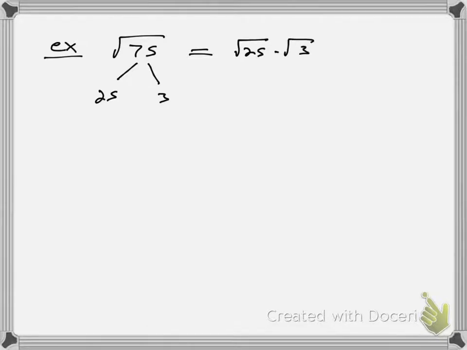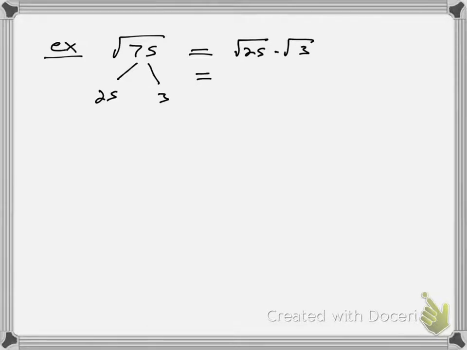So to simplify square roots, we want to find a factor. So if I did, as an example, the square root of 75, let's think about 75. Let's divide this into two factors, one of which is a perfect square. Well, 25 is a perfect square, right? And 3 is the other factor that goes with it. So I can write this as the square root of 25 times the square root of 3.